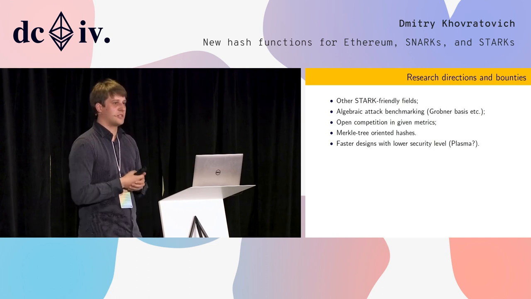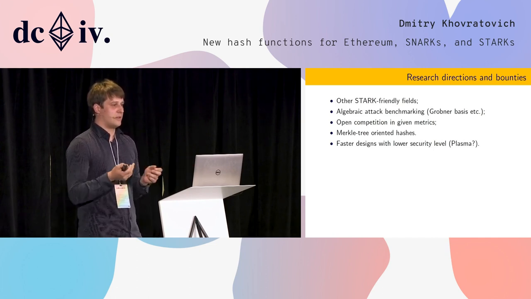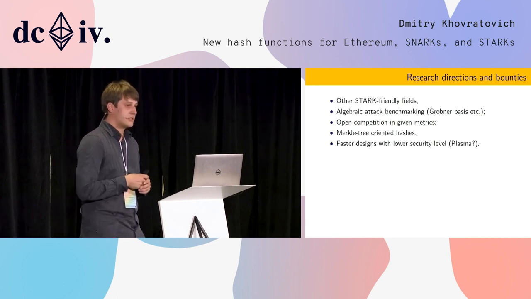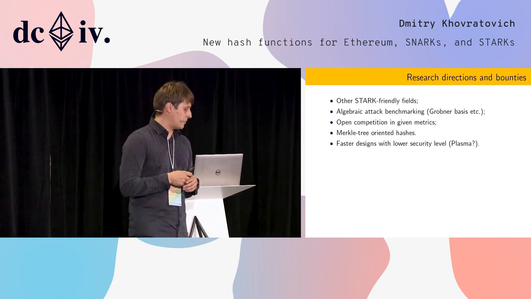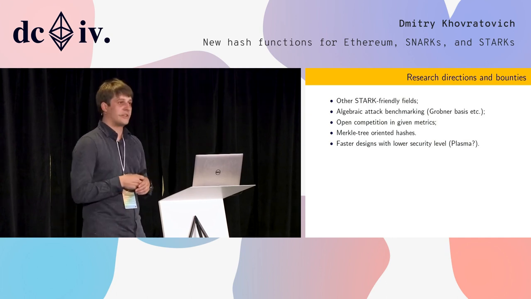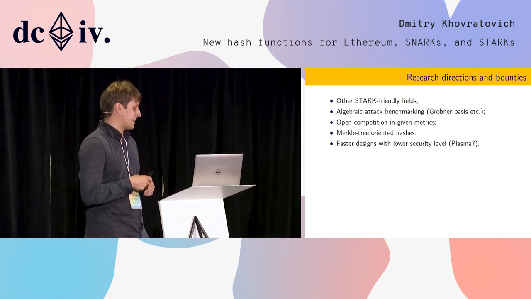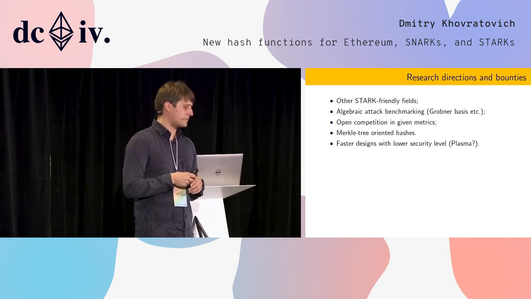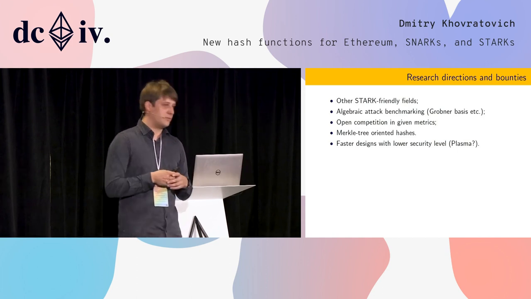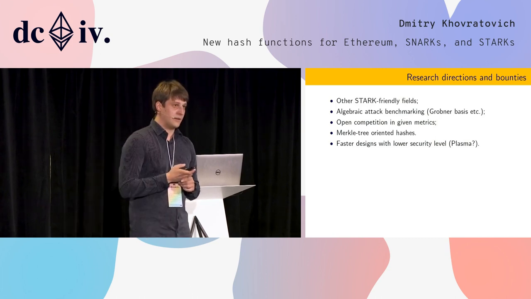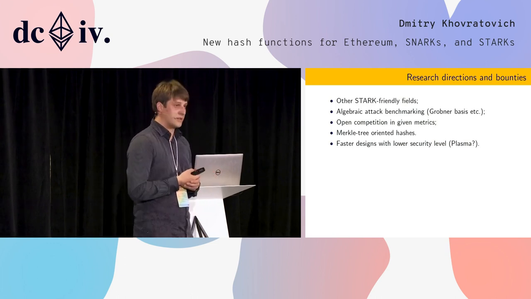That's the kind of hash function that we cryptographers can design within a short time period, but I think better ones can be found. So we can try other STARK-friendly fields. We can work better with algebraic attacks, for example. The Gröbner basis attacks are underexplored, and as far as they claim to be the best in these settings, it would be very interesting to apply existing Gröbner basis libraries to attacks and see if they indeed perform as we expect.